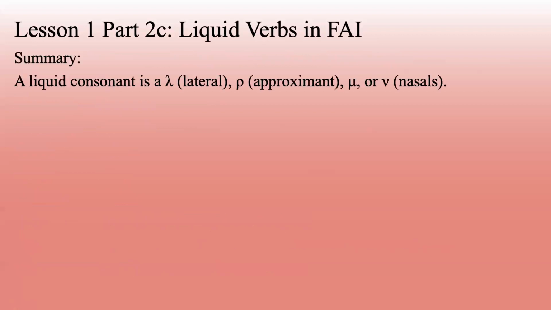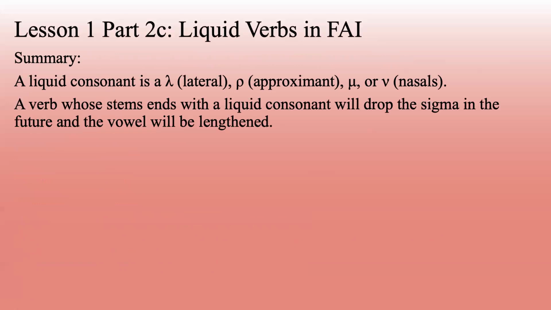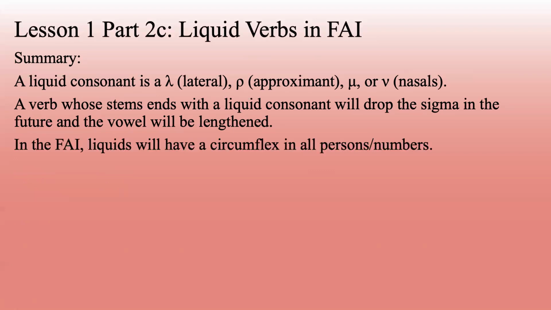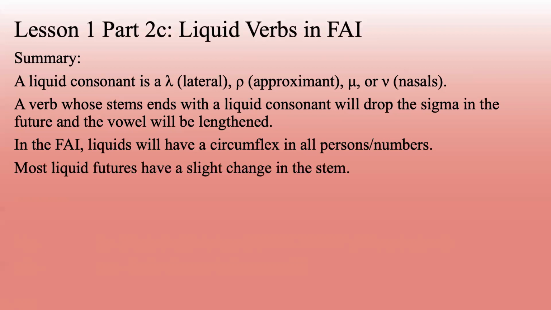So summary, a liquid consonant is a lambda, rho, mu, or nu. A verb whose stems end with a liquid consonant will drop the sigma in the future, and the vowel will be lengthened. In the future active indicative, liquids will have a circumflex in all persons and numbers. Most liquid futures will have a slight change in the stem, and memorize the stems.